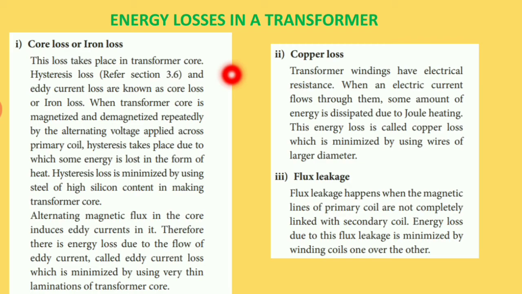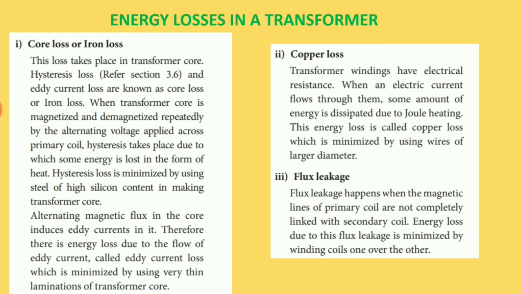Alternating magnetic flux in the core induces eddy current. Due to the flow of eddy current, energy losses take place. It is minimized by thin lamination of the transformer core. Copper losses: when current flows through the coil, energy is dissipated due to Joule heating. It is copper loss. It is minimized by using large diameter wire.